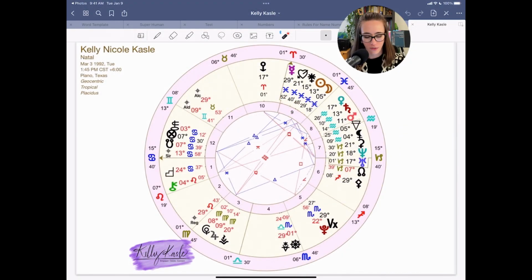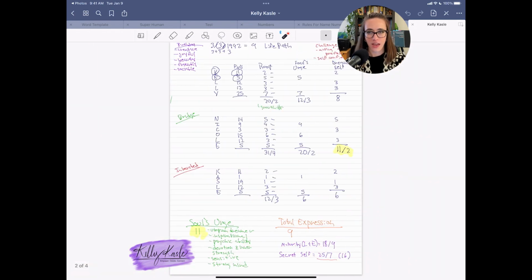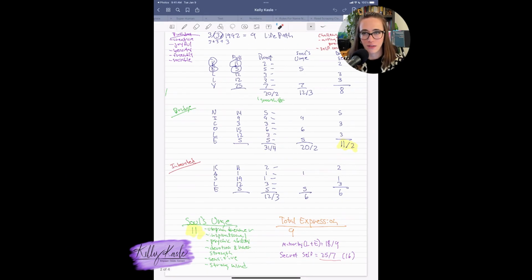we also look at your name. I love doing name numerology. For me, it shows so much about a person, and we see what is in our name reflected in our birth chart. So it's really fun to find where those areas match.